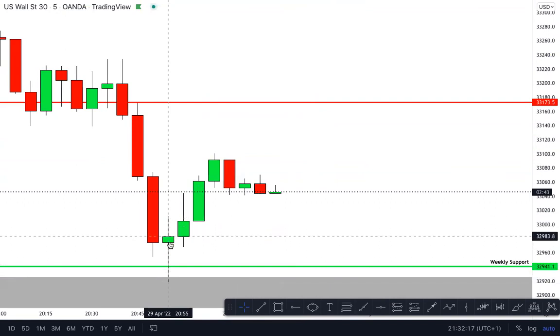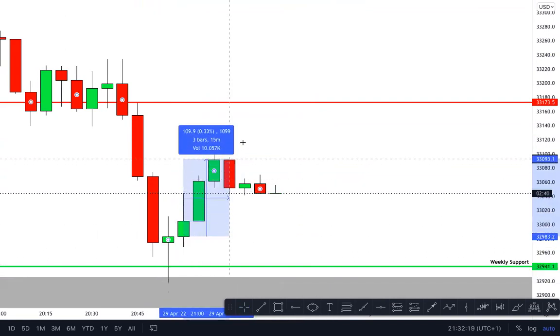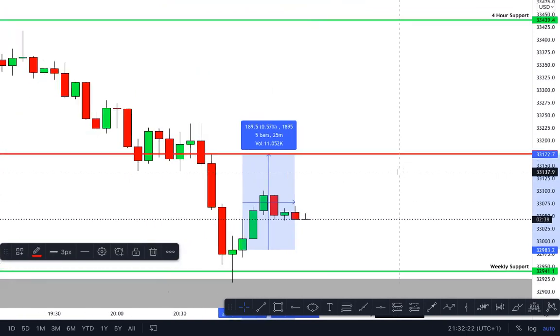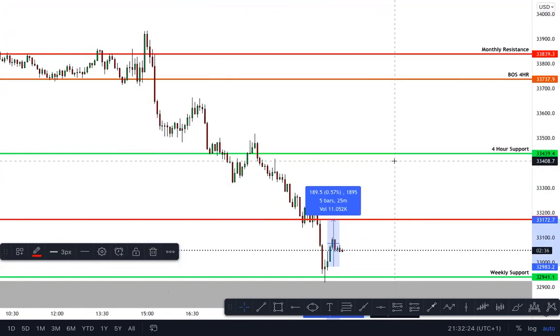So in a 5-minute, you've seen this rejection over here. You might have entered here for a quick trade up to this level here. This is how you can do that. Like literally stuff like that.